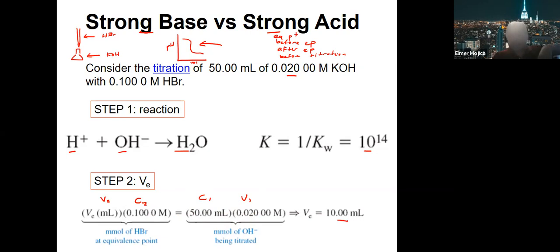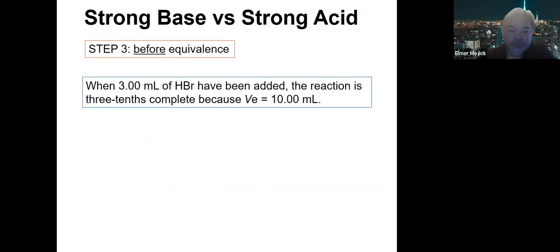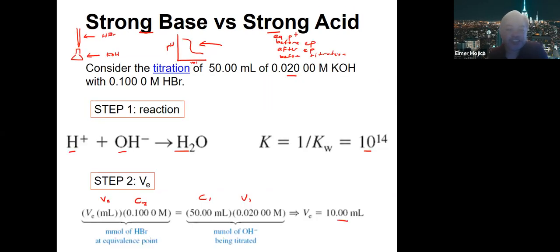But before we start, what do you think is the pH before we start, that means at 0 ml HBr? What do you think it is?